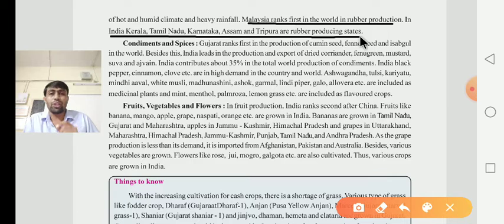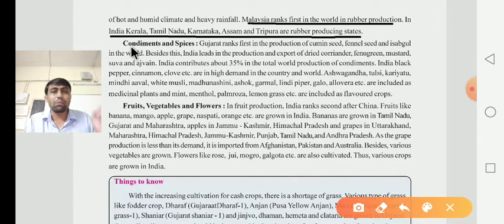Which name of the state? Kerala, Tamil Nadu, Karnataka, Assam, Tripura are the main rubber-producing states. Now after that, they have given about the condiments and the spices. Which one? Condiments and spices. Condiments and spices, it means ઔષધીય અને મસાલા પાક.